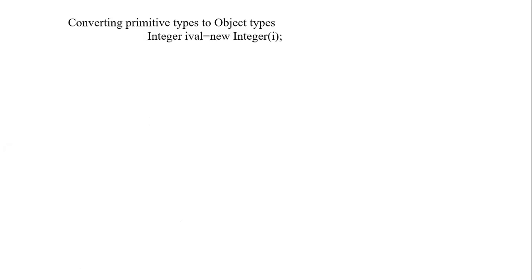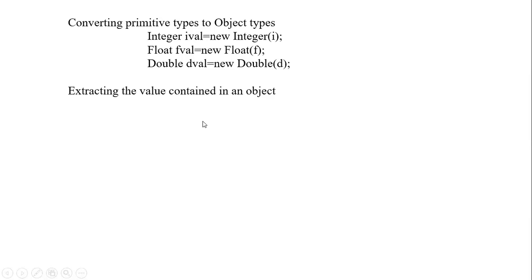Okay, then, this is called converting primitive types to object types. A primitive type is converted to an object type. Primitive type f converting to an object type. Primitive type d converting to an object type called dval, right? So this process is nothing but boxing.